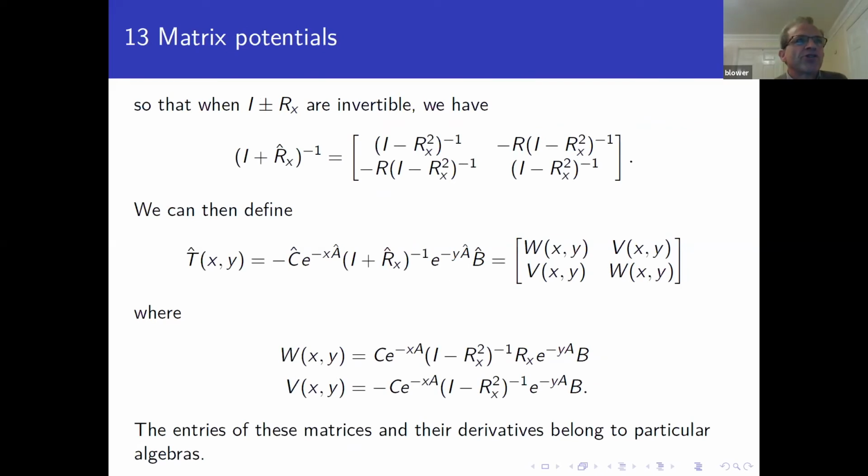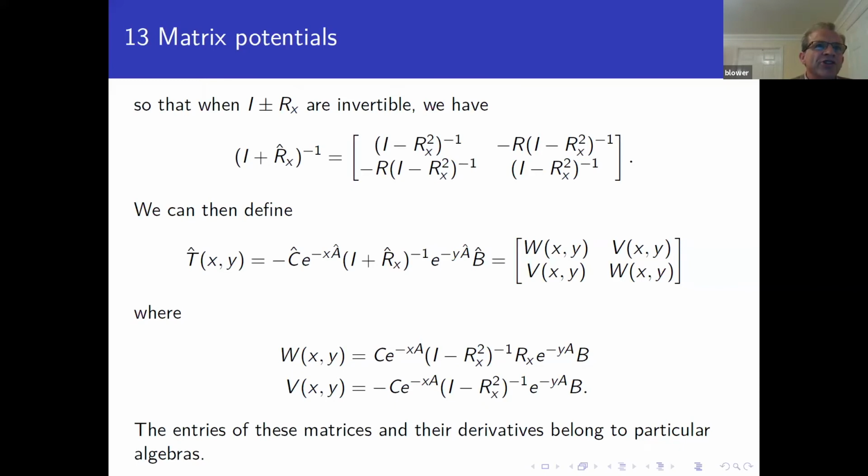In the circumstance in which I plus or minus Rx are both invertible, we can proceed to form the inverse of I plus R hat. By doing some elementary row operations, you can find out what this object is. It's basically going to involve (I minus R squared) to the power minus 1, and then we've got multiples of that against I on the leading diagonal and multiples against minus R on the cross diagonal.